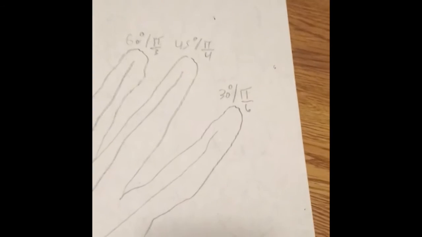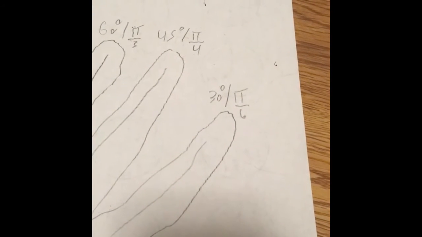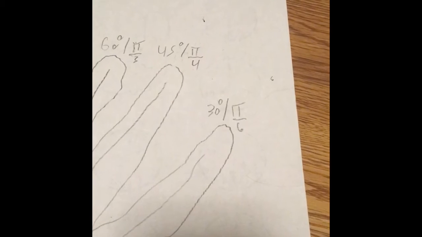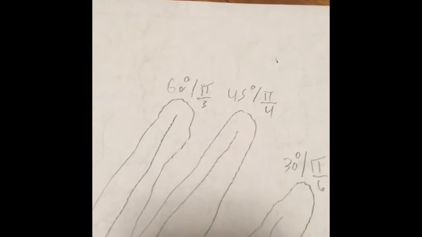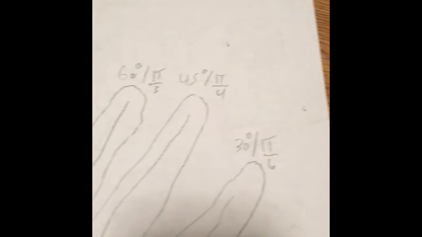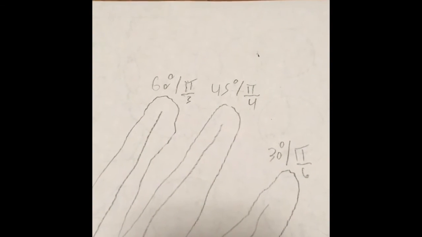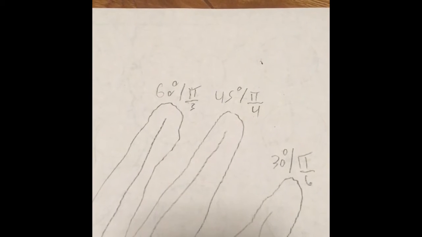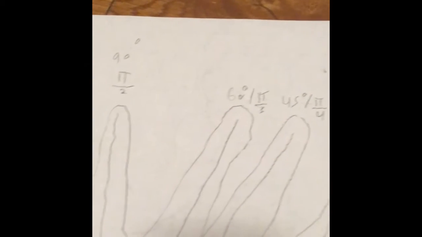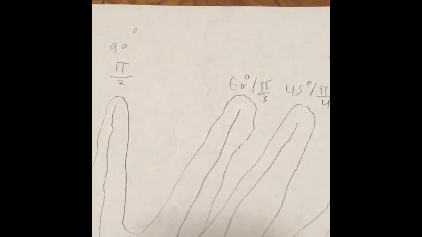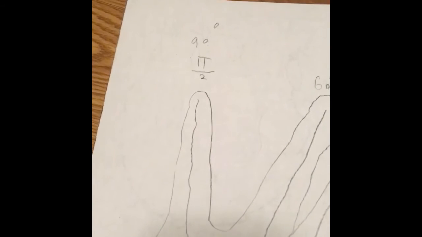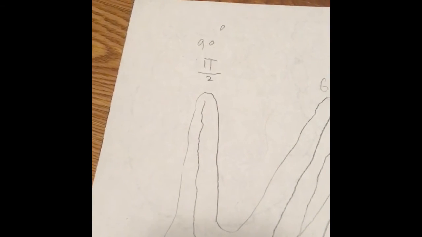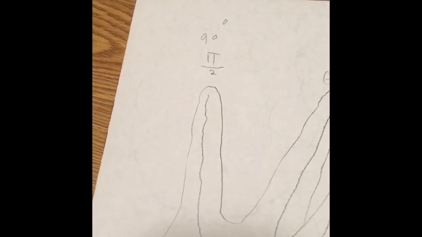The index finger represents a 30-degree or pi over 6 rotation. The middle finger represents a 45-degree or a pi over 4 rotation. And the ring finger represents a 60-degree or a pi over 3 rotation. Finally, the pinky represents a 90-degree or a pi over 2 rotation, also known as the y-axis of quadrant.